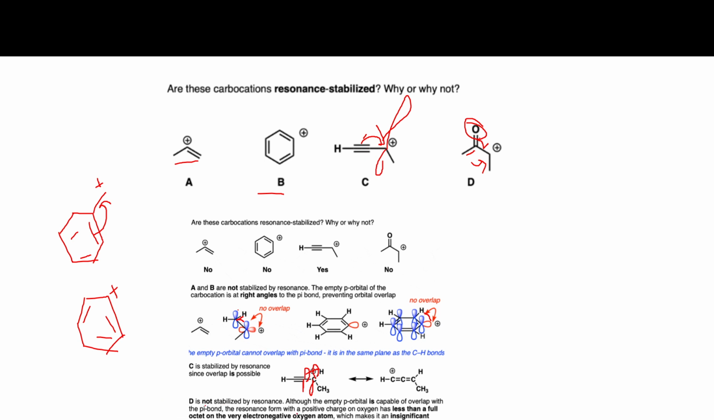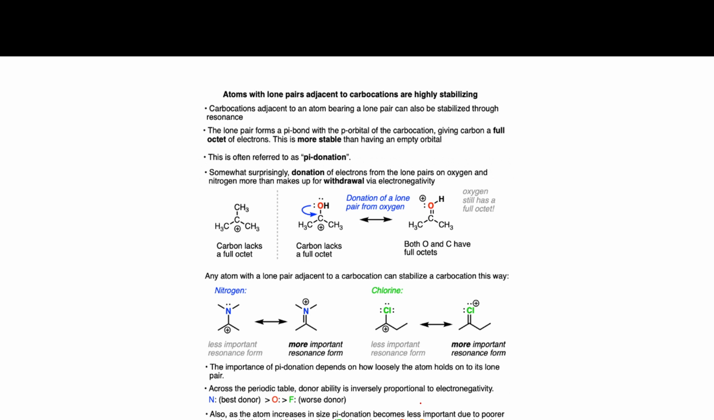So D is not stabilized by resonance, although the empty p orbital is capable of overlapping with the pi bond. The resonance form with the positive charge on oxygen has less than a full octet on a very electronegative oxygen atom, which makes it insignificant as a resonance form.